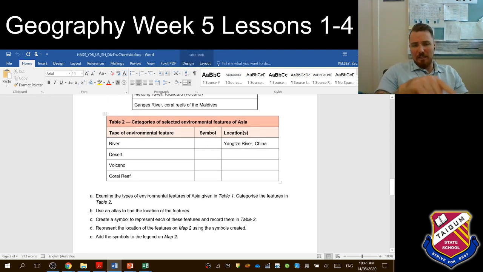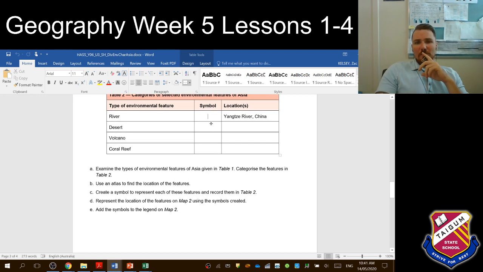A river might be a wavy line. For a desert, I don't know, you might have a sun. Volcano, you could have a little point or a triangle, maybe a coral reef could be a fish or something, I'm not sure, but you can choose some symbols for that. Again, printing these out will be much easier for you, but use the atlas or use the Google Maps online to help you locate them.